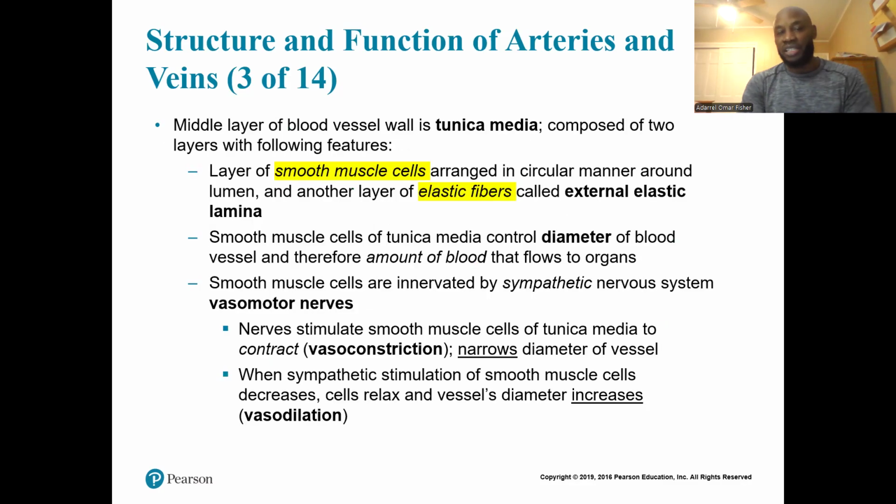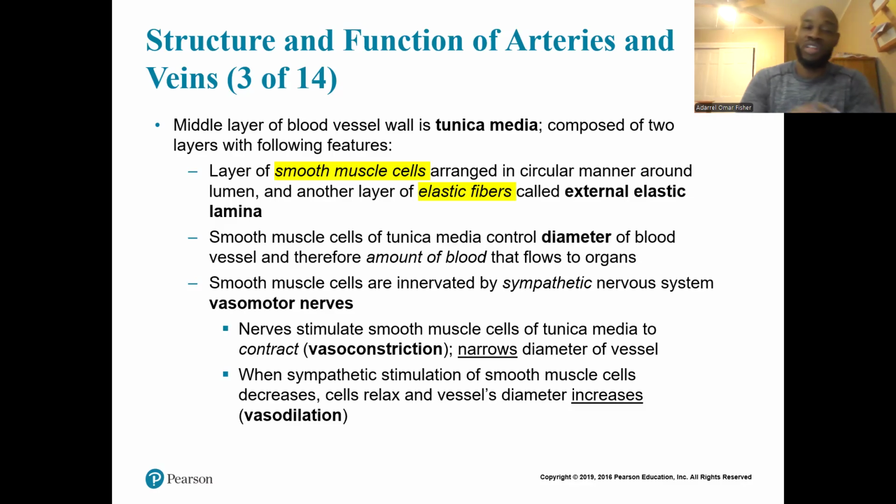Tunica media is that smooth muscle that I spoke about. That's where the smooth muscle is found. Also, some more elastic fibers called the external elastic lamina. If the muscle contracts, the blood vessel constricts. Smooth muscle controls the diameter of the blood vessel, and therefore the amount of blood flow, right?